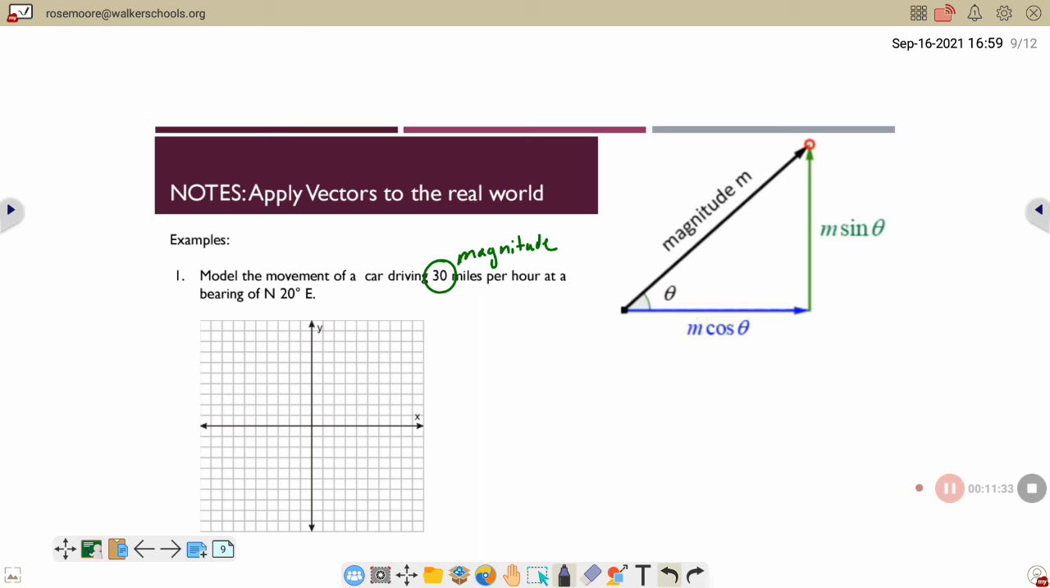That's how fast we're going. It's how much is the strength or length of the vector. So I'm going to represent it with an M from now on. The next part, and this is the trickiest part of these problems, is this.